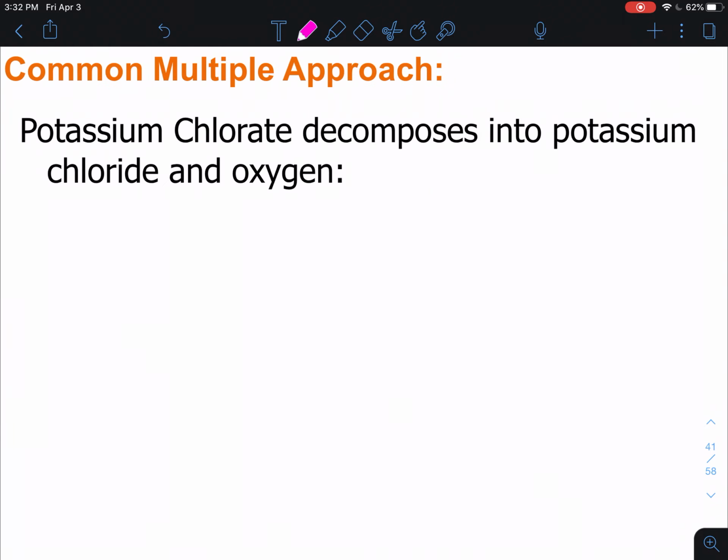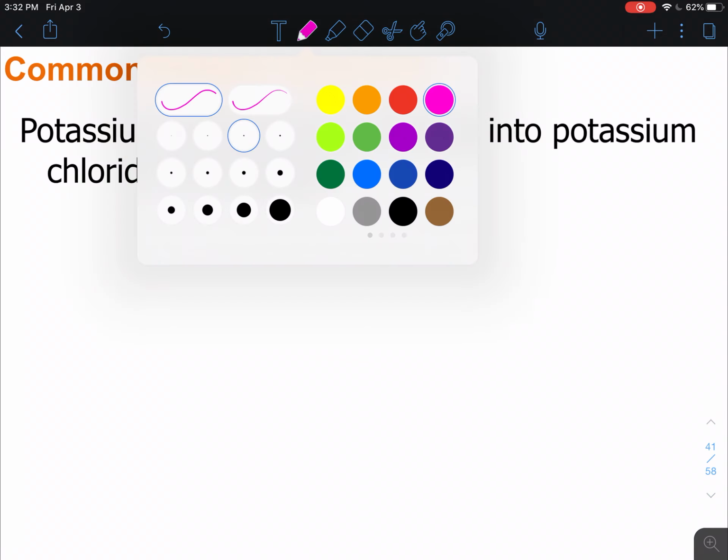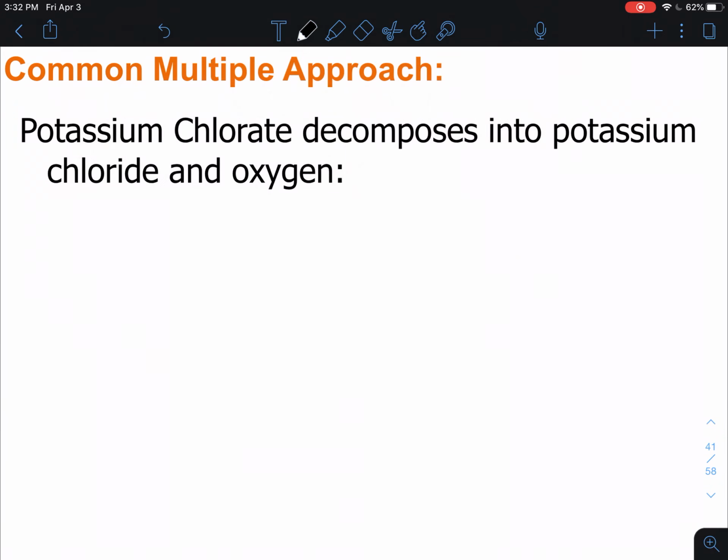All right, the common multiple approach. So here's an example. Potassium chlorate decomposes into potassium chloride and oxygen. I didn't give phases, so you don't have to write phases down, but you do have to write the correct skeleton equation. So we have potassium chlorate, KClO3.